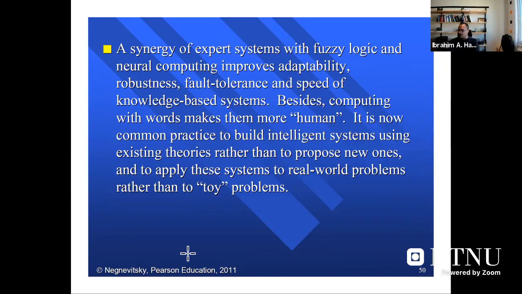The synergy of expert systems with fuzzy logic and neural computing improves adaptability, robustness, fault tolerance, and the speed of knowledge-based systems. Besides, computing with words makes them more human, because in a fuzzy logic system, we can just use words instead of measuring things. So for example, if you are talking about temperature, we can just say it's hot or cold. If you are talking about tallness, we can say someone is tall, medium, or short. So we are computing with words, human words, which makes it easy for us to understand. It's also important because when we use rules, we are extracting those rules from humans. So those rules are just if-then rules using our daily language, and the variables will also be words.